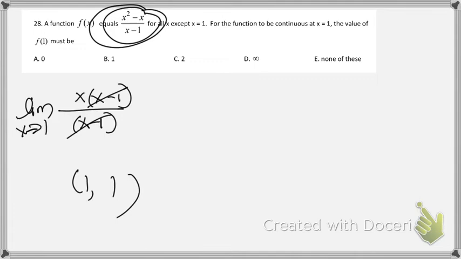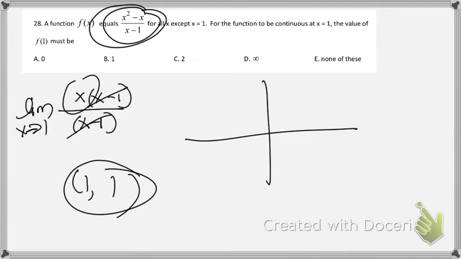So there's a hole at 1. In order for this to be continuous, we have to fill the hole. So f of 1 has to be 1. I don't know if that makes as much sense to you as it does to me, but you're basically making sure that you fill in the hole. If you have a line, this is really the line y equals x. But the fact that this was here means that at 1, if you go up to your graph, that point is really not there.